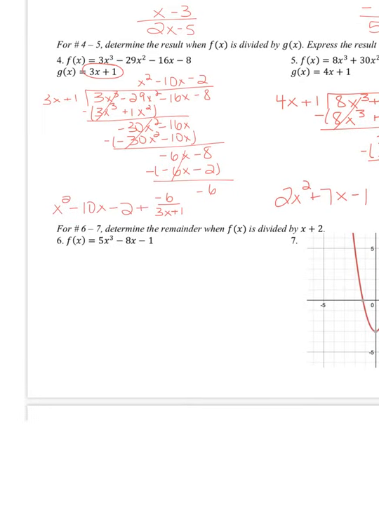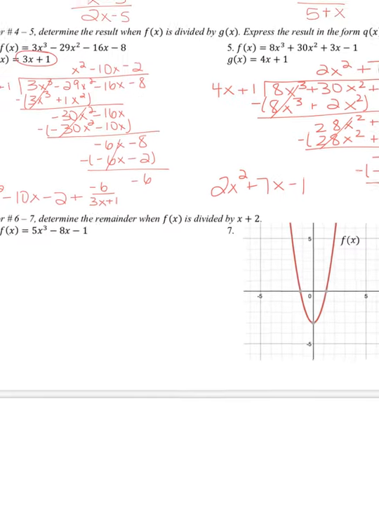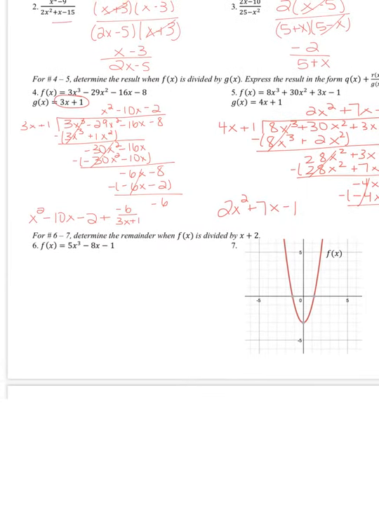Okay, in number 6 and 7, determine the remainder when f of x is divided by x plus 2. Number 6, you could do long division if you wanted to. Number 7, it's just a parabola that's shifted down 3 units, but you don't technically have an equation for number 7. So I'm going to show you, we talked about this in class.